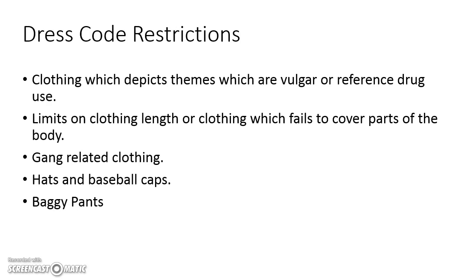There are some common dress code restrictions with schools that do have written dress codes. There are certain very common types of restrictions on student dress. So, for example, clothing which depicts themes that are vulgar or that reference drug use are generally banned. There are also usually limits on clothing length or clothing which fails to cover certain parts of the body. So, for example, sleeveless shirts or really short skirts.